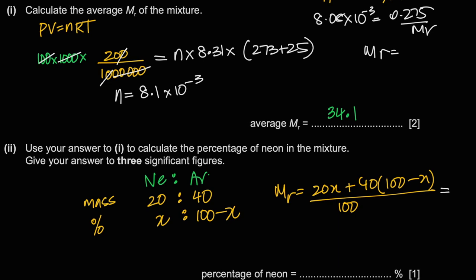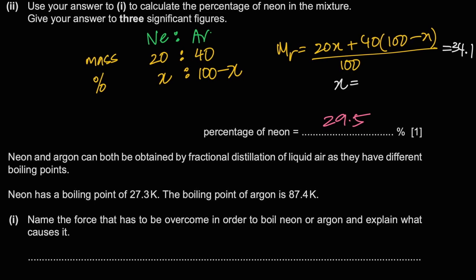And if this equals 34.1, you can solve for x this way. I am assuming x is definitely less than 50, maybe around the 30s. Somebody has to do the math for me and tell me. So X in this case is 29.5. Is that what you guys are getting? Okay. And you double check this. What they're saying is that in 100 atoms, 30 are neon and 70 are argon. So take 30 of these and 70 of these and average them by 100. You will get 34.1. That's why we did this.